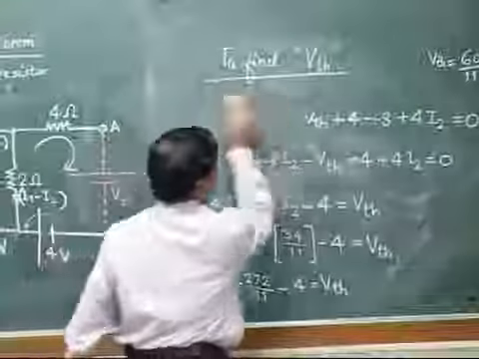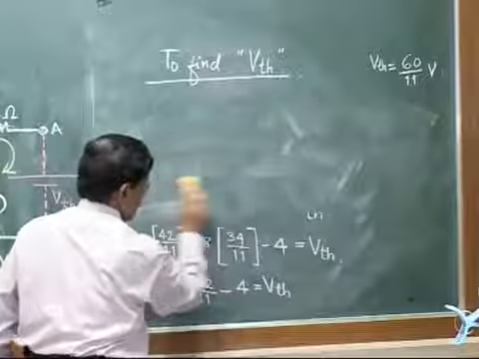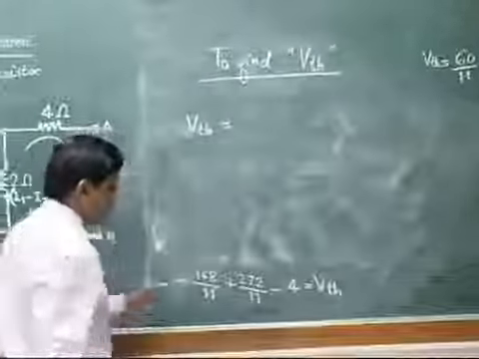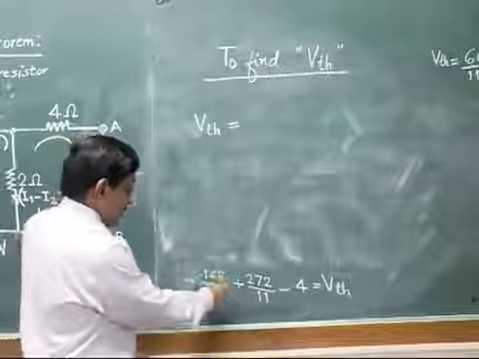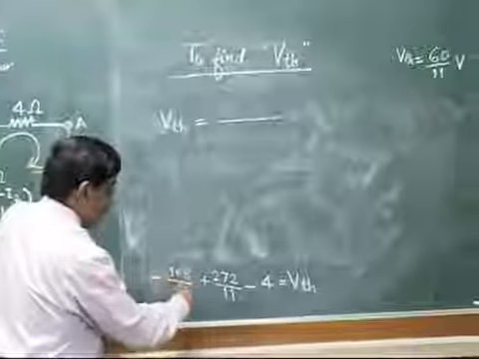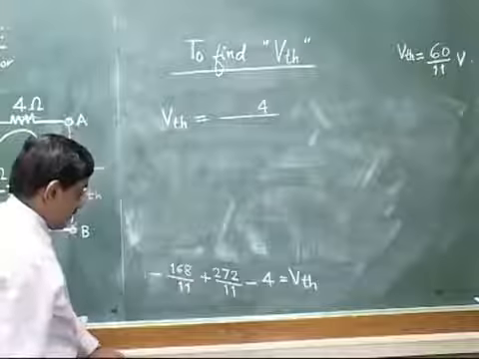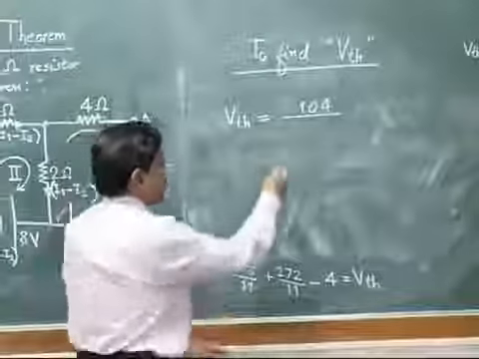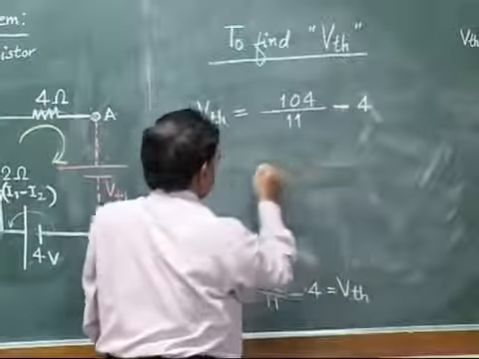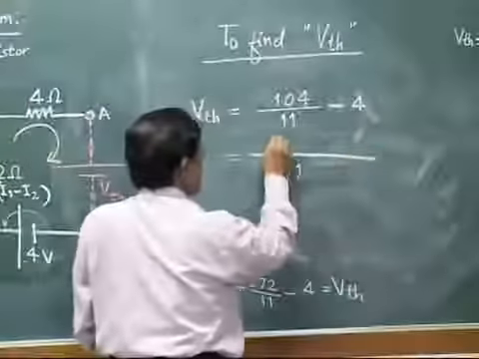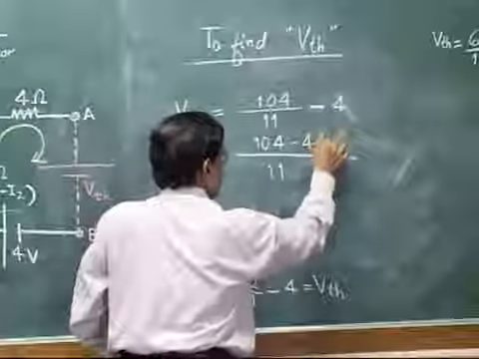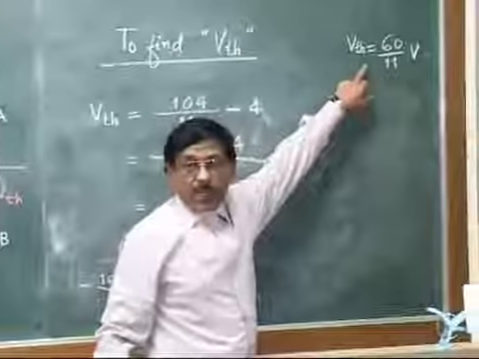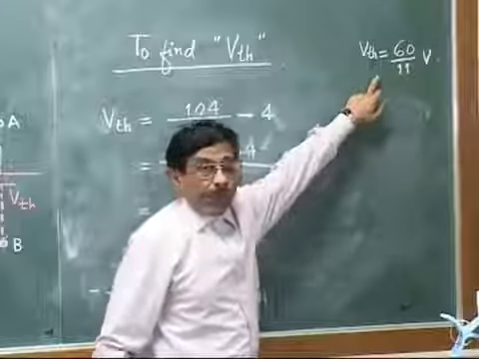That means VTH must be equal to, just the simple calculation of these fractions. The addition of these two terms will be 104, so it will be plus because 272 is big. So 104 by 11 minus 4. Further it will be 104 minus 44, and again you will find that this gives you 60 by 11 volt. So it matches our previous answer. This we had obtained with a different loop. So any loop you take, you will find that your answer must be the same.